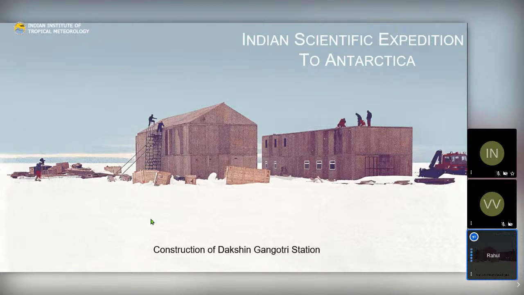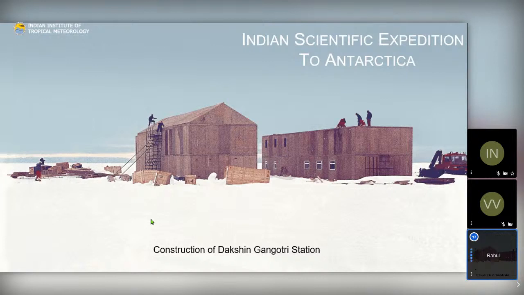This is the building up of Dakshin Gangotri, and it all started with the third expedition. This was led by Dr. Harsh K. Gupta, again a former secretary of the Department of Ocean Development, and Dakshin Gangotri, or DG as we call it, was built in a remarkable time of 2 months. And in 1984, January 26, the flag was hoisted. We celebrated Republic Day. Within 2 months, the construction was over.